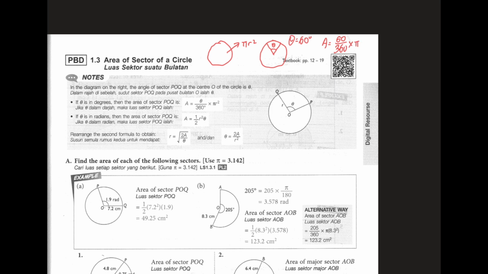Pi, let's say I set the radius here, 5. So 5 square. And then by pressing the calculator, 60 over 360 times pi. Normally we press the pi as well, and we will put our answer in decimal. So final answer 13.1. Yeah, 13.1. So that is the area of sector. We use this formula if theta is given in degree.